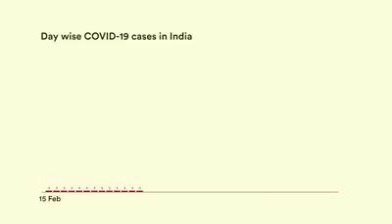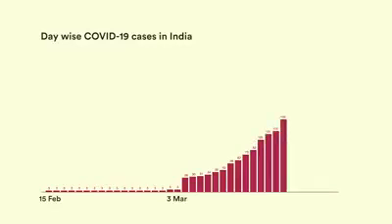This is a graph showing the number of daily cases of COVID-19 in India. You will see that from 15th of February to 3rd of March, we just had 2 new cases. But after that, it was a whole different story. The number of cases increased, and not just increased, but exponentially increased.